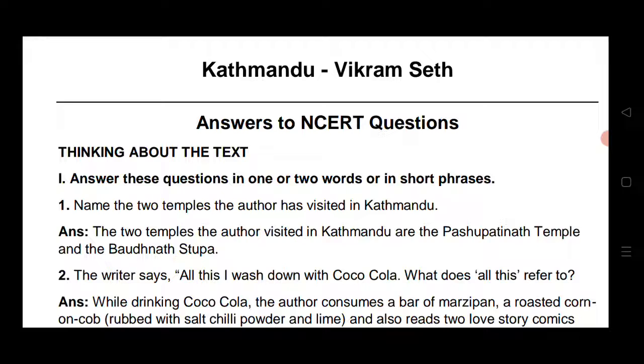Name the two temples the author has visited in Kathmandu. The two temples the author visited in Kathmandu are the Pasupatinath temple and the Buddhanath stupa.